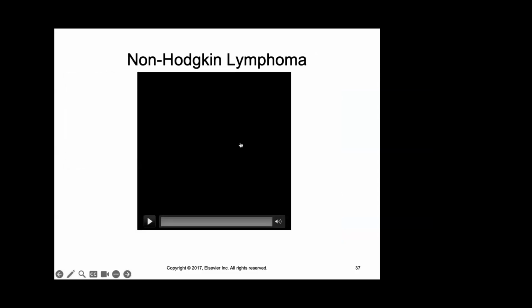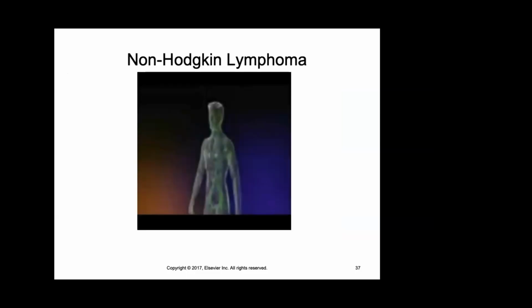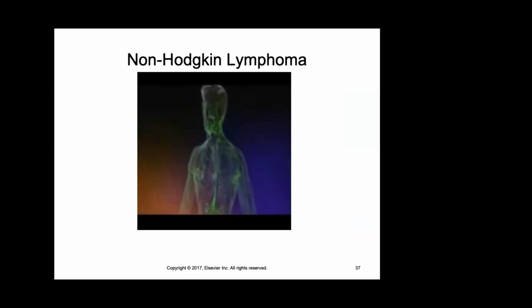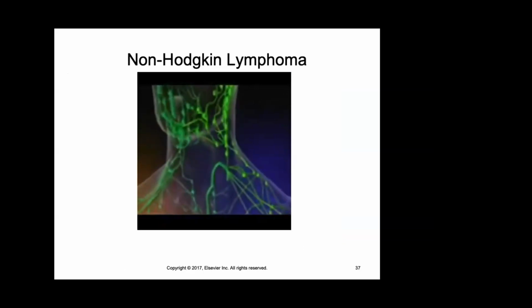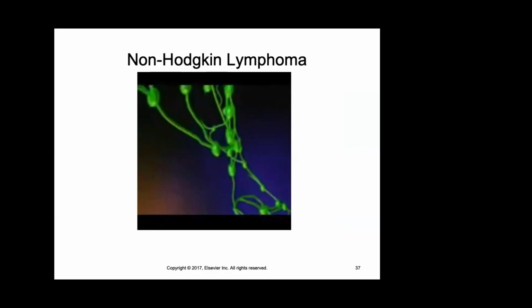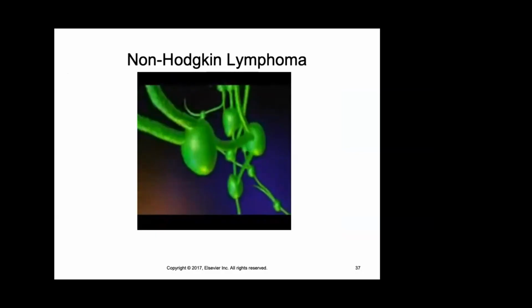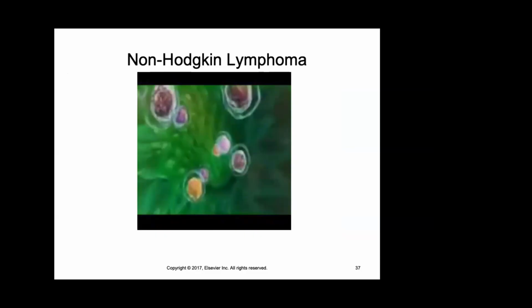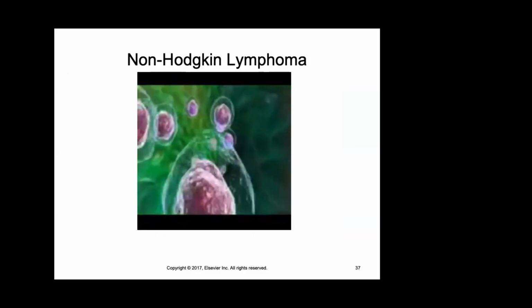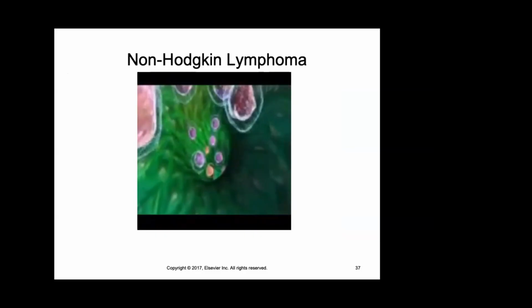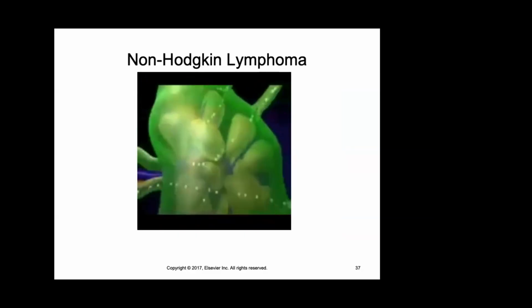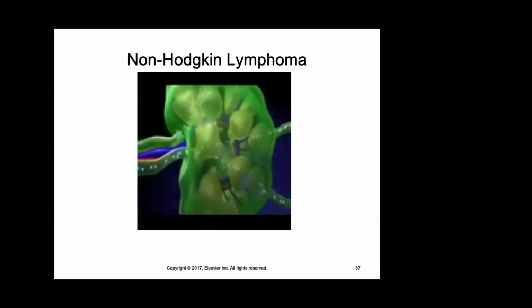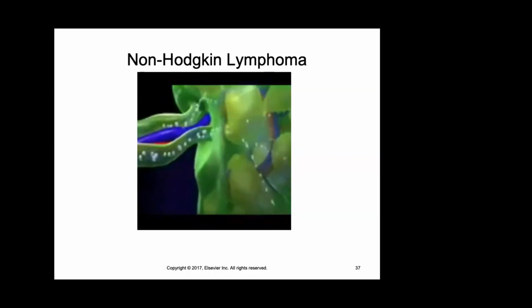Let's look at non-Hodgkin. The lymphatic system is part of the body's immune system, which is responsible for keeping the body free of disease. The lymph nodes throughout the body are connected by a network of lymph vessels. Lymph is a fluid found within the lymphatic system that contains lymphocytes, infection-fighting white blood cells. In the nodes, bacteria and other dangerous substances are filtered from lymph before fluids are returned to the bloodstream.